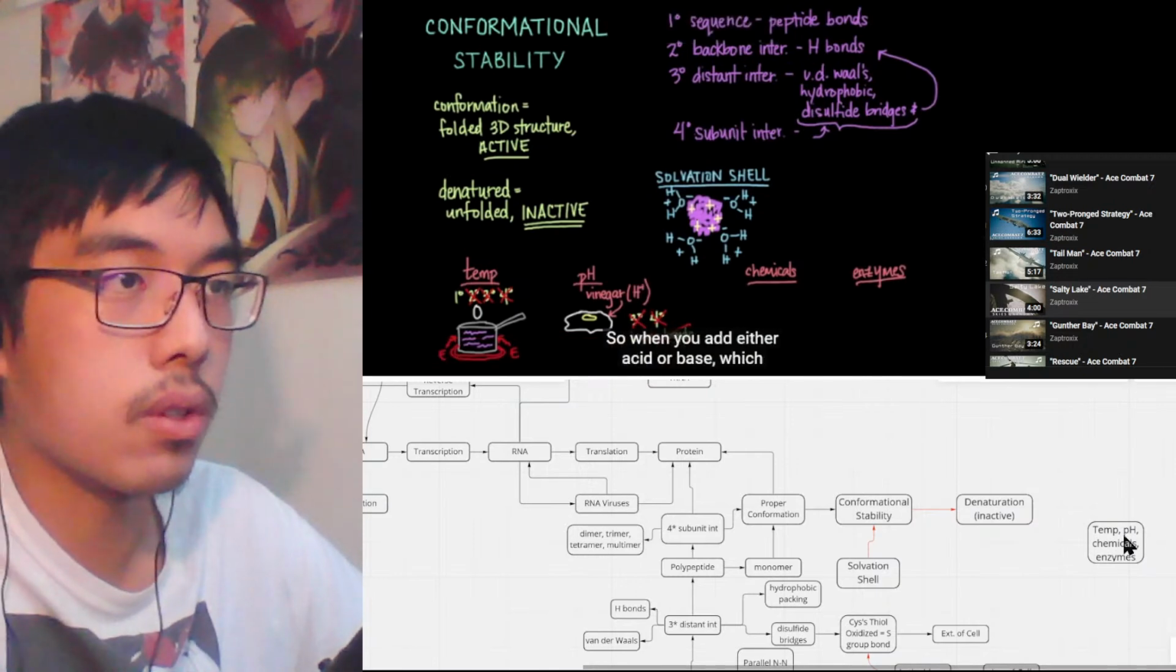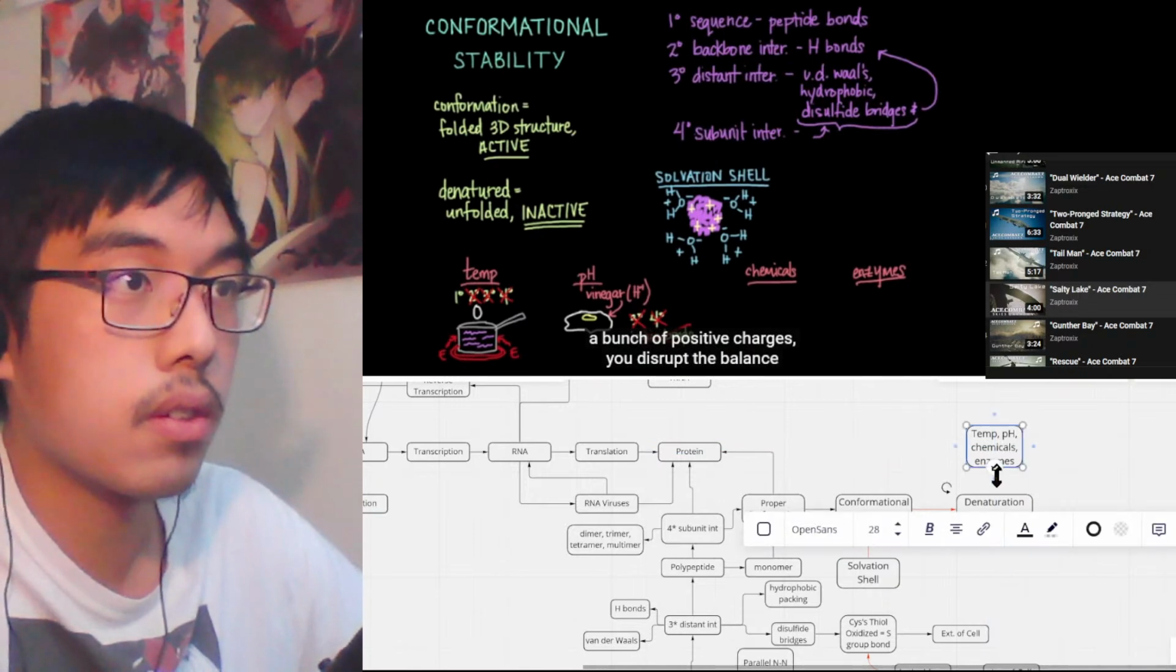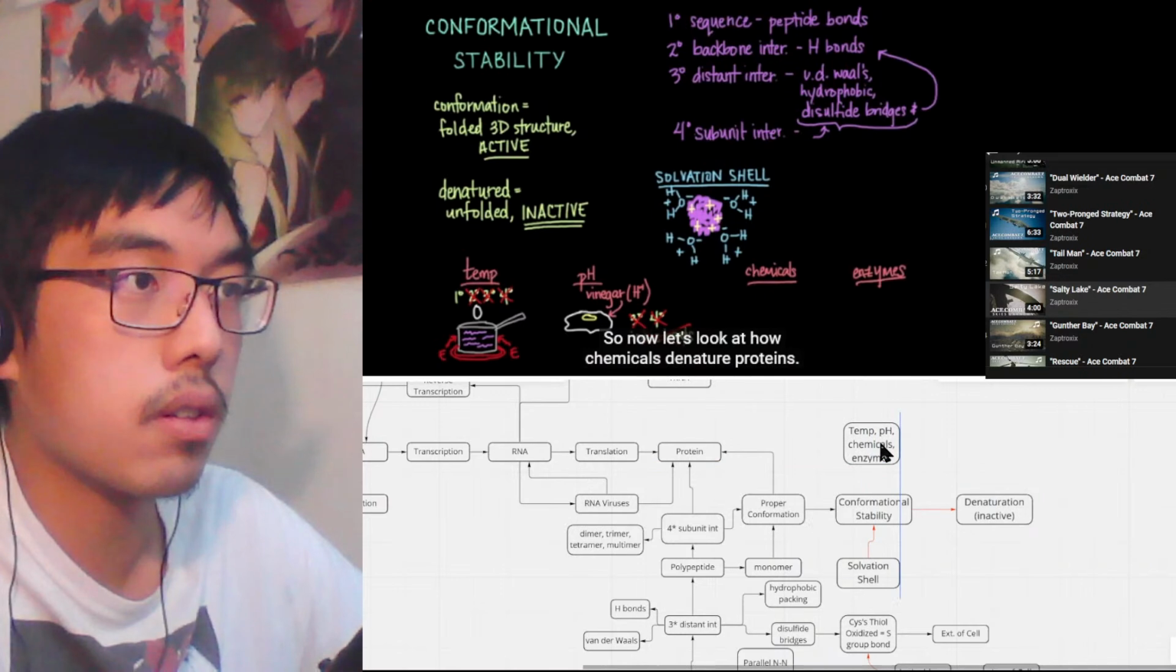When you add either an acid or a base, which in the case of an acid is just like adding a bunch of positive charges, you kind of disrupt the balance between all of these interactions between the positive and negative charges within the protein. So now let's look at how chemicals denature proteins.